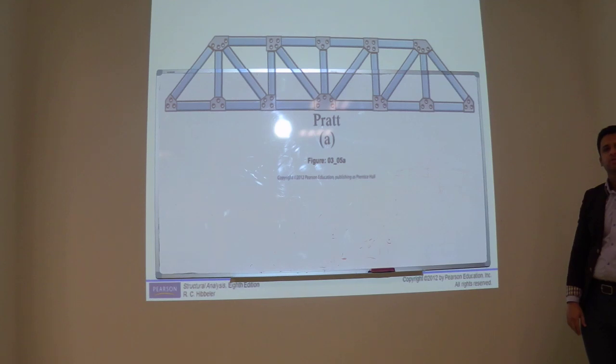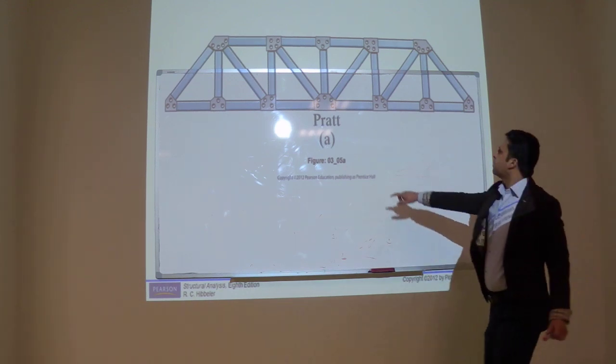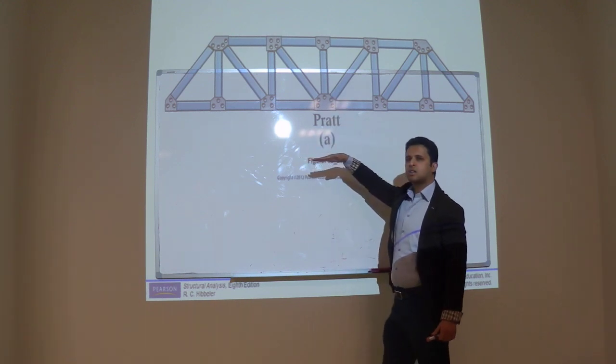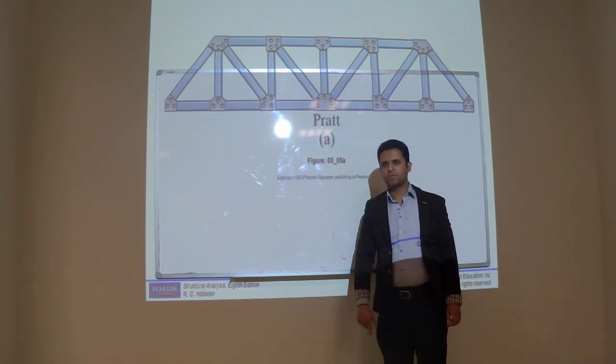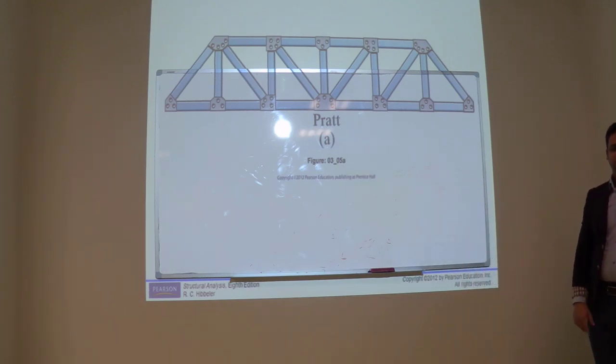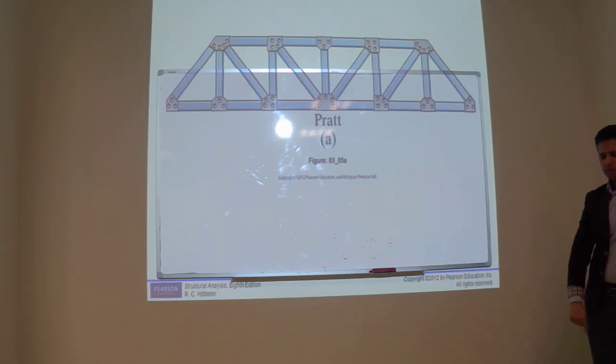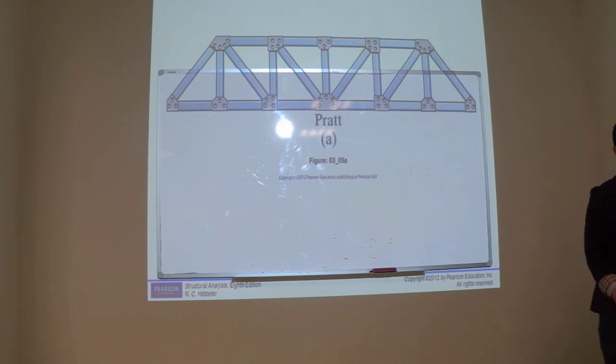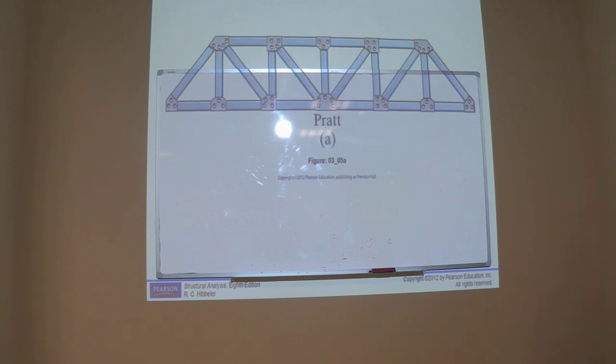One question: what about the members that are connected diagonally between the joints, in the horizontal plane? We call it bracing. Those members which are connected crossways in the horizontal plane are known as bracing. What is the difference between Pratt and Howe? The direction of the diagonal members.